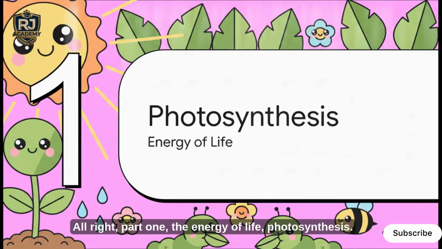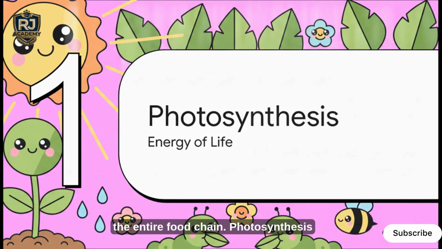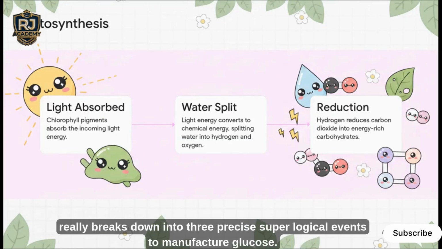All right, part one, the energy of life, photosynthesis. We have to begin with the ultimate source of all biological power, visualizing how plants actually capture the sun's energy to kickstart the entire food chain. Photosynthesis really breaks down into three precise, super logical events to manufacture glucose.